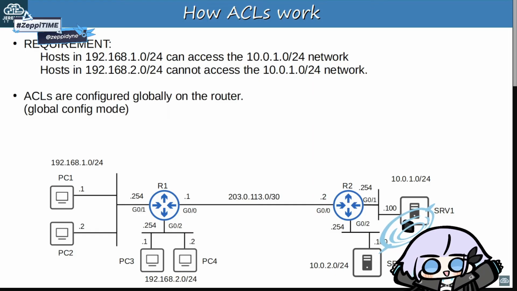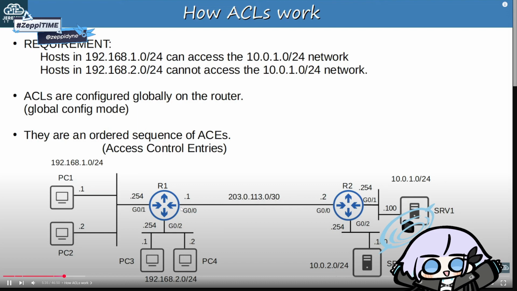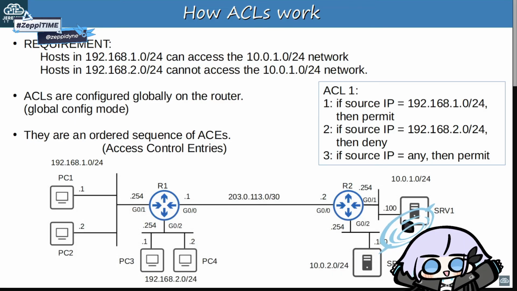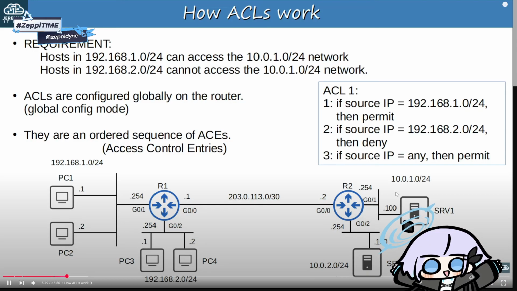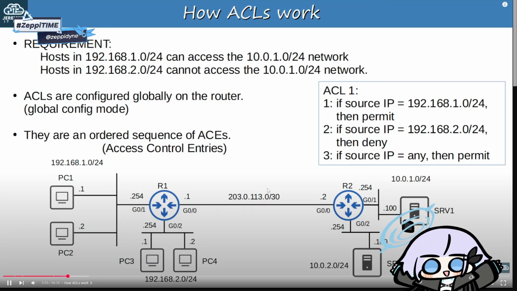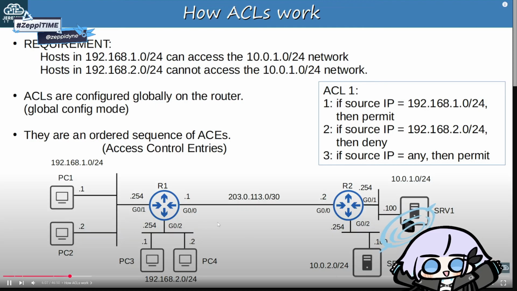ACLs are configured globally on the router in global config mode. ACLs are made up of an ordered sequence of ACEs, access control entries. For example, to fulfill our requirement, we could configure ACL1 like this on R1 or R2. ACE1 says if source IP equals 192.168.1.0/24, then permit the packet. Let the router forward it. ACE2 says if source IP equals 192.168.2.0/24, deny the traffic. ACE 3 says that all other traffic should be permitted. The order of these entries is very important, but I'll talk more about that later.